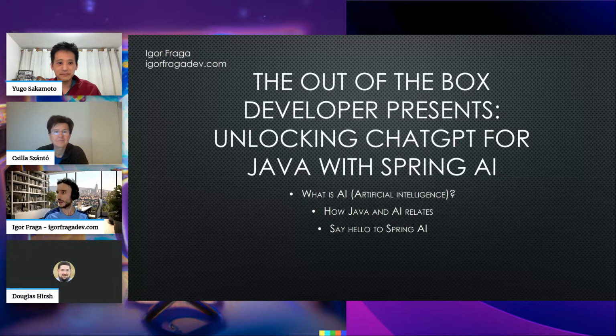Here we have the out-of-the-box developer presence. Here we have unlocking ChatGPT for Java with Spring AI. Guys, just a quick introduction about what AI is, how Java and AI relate, and say hello to Spring AI. Then we move on to the hands-on stuff and see that in code.